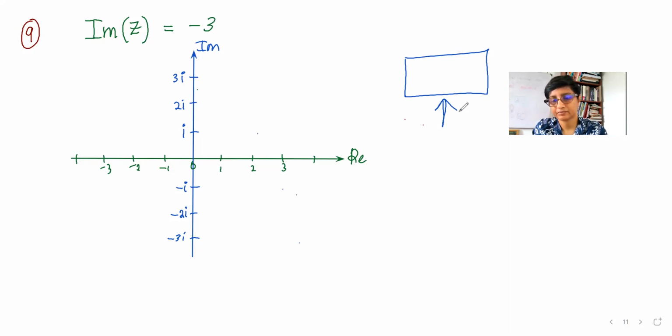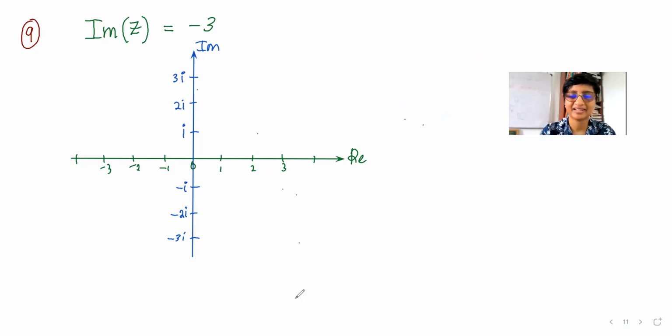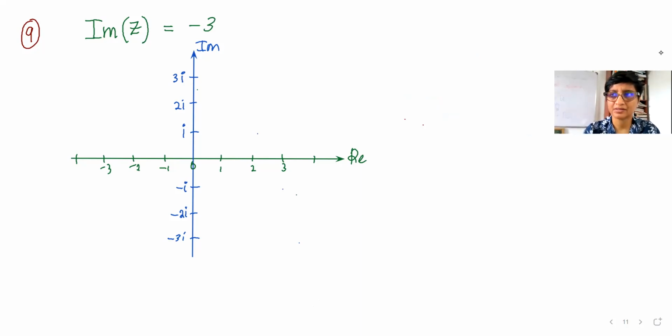Nathan? Its imaginary part is -3. Okay, can you give me an example for such a number? Is it the whole real number line? Can you just give me one example? Okay, fine. Give me a number whose imaginary part is -3. Who has -3 as an imaginary part?